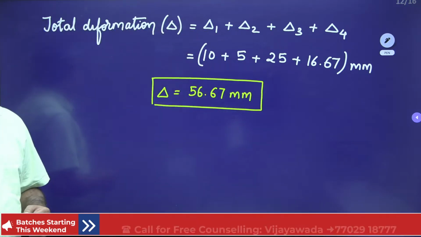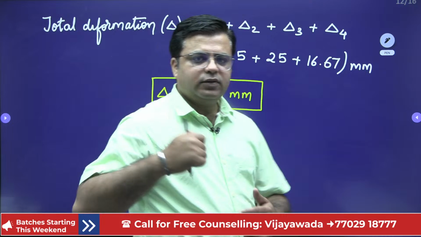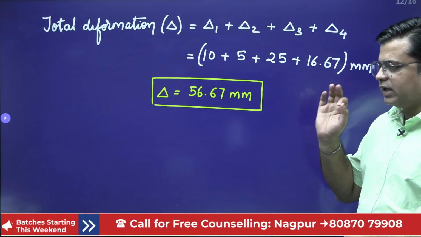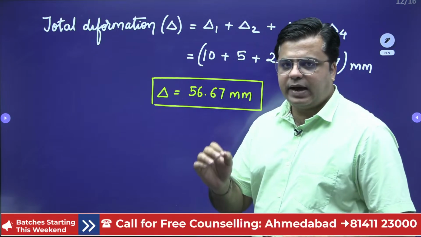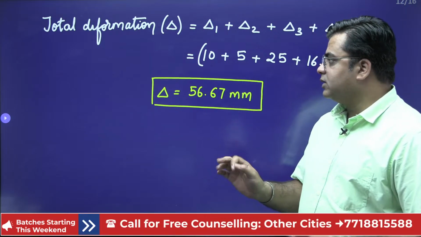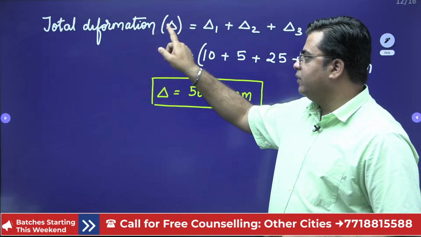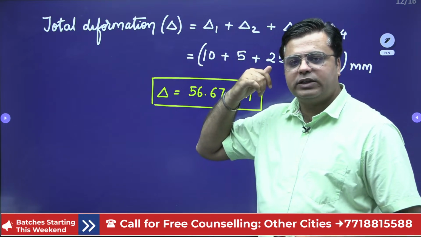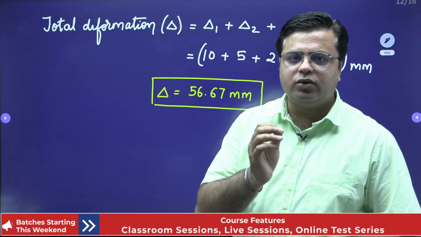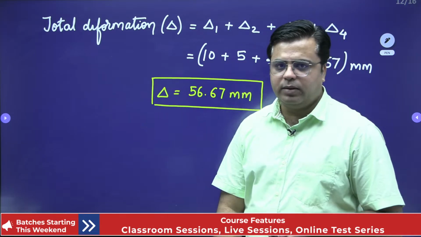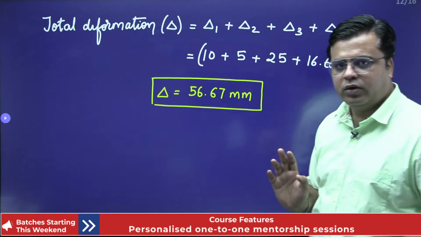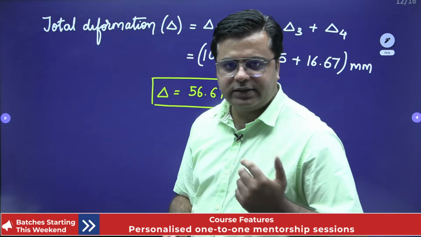So these types of questions for bars connected in series, you have to solve like this. You first have to assume that all the bars will have the same amount of load. Second, in order to calculate the deformation, we need to calculate the individual deformation of all the members, and then add the individual deformations to get the total deformation. So the total deformation is delta 1 plus delta 2 plus delta 3 plus delta 4. So this is for bars connected in series.